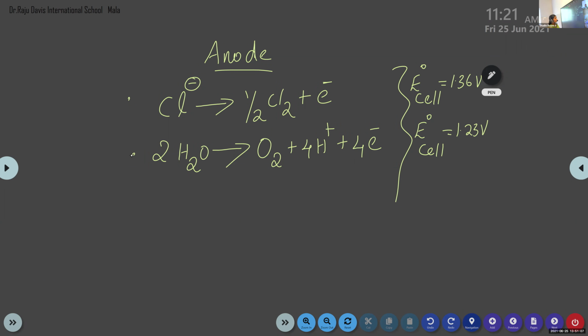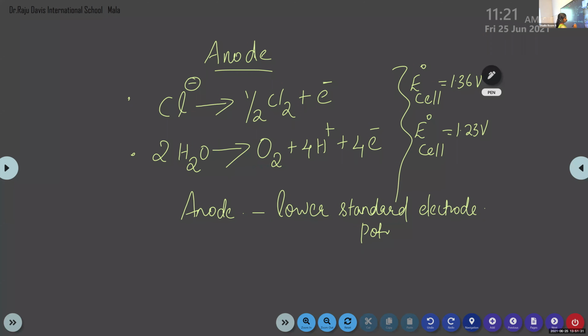Then in the case of the anode, there are more chances for the reaction to occur with lower standard electrode potential. Okay, lower standard electrode potential. In the case of the cathode, it is higher standard electrode potential. Here it is lower standard electrode potential. So can you tell me among these two, which one will happen? Is it chlorine or the second one? First reaction or the second reaction? The anode usually prefers the elements with lower standard electrode potentials.